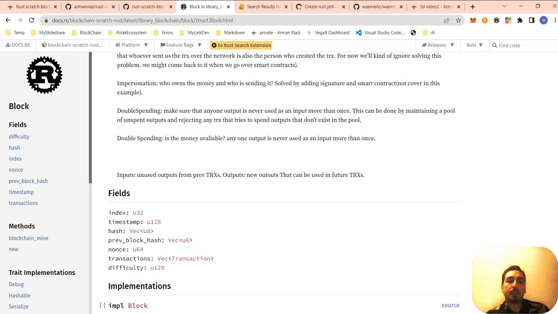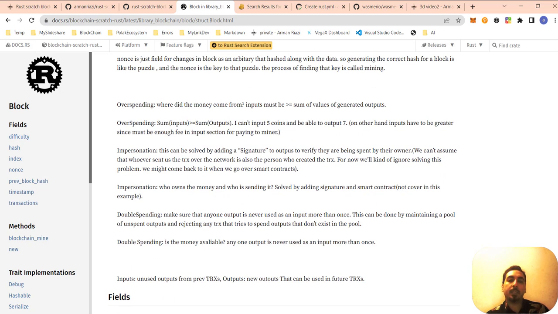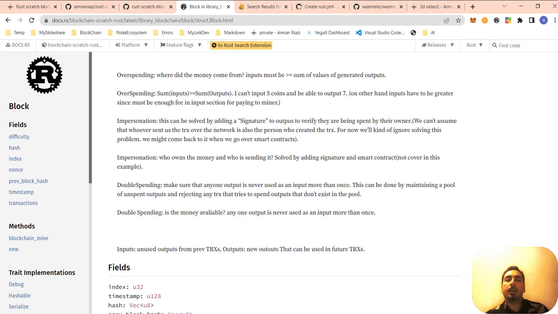For the next concept, it's impersonation. This can be solved by adding a signature to the output to verify that outputs are being spent by their owner. And we can assume that whoever sent out the transaction over the network is also the person who created the transaction. For now, we'll kind of ignore solving this problem. We might come back to it when we go over smart contracts and multi-signature and smart contracts, as you can see in the documentation README file. I mention it as future work, and I don't know if we will have enough time to do it or not.